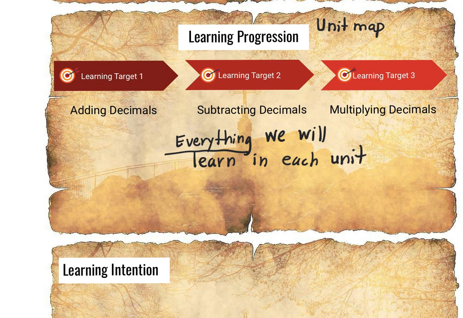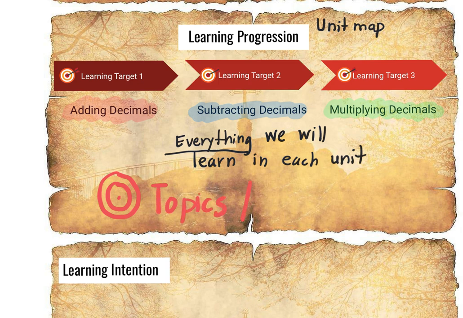Number 1, adding decimals. So our first learning target would be adding decimals. And then we would move to the next learning target, which would be subtracting decimals. And in the unit, the last thing we would learn, our last learning target, would be multiplying decimals. So for every learning progression, we have what we call learning targets. And these targets are the topics or the skills we will be learning.